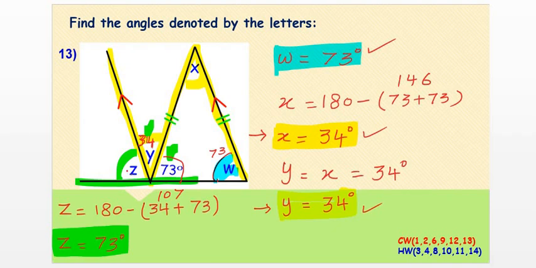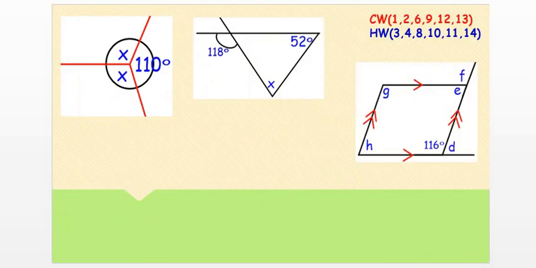Now how can I find z? All these are angles on a straight line. They will add up to 180. So if you want to find one of the missing angles, add the remaining ones, like 34 and 73. Add them, it will give you 107. Subtract it from 180 to get the final value of z. Clear? Here are some challenge questions for you.